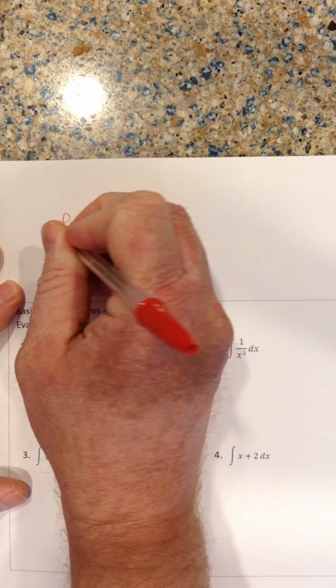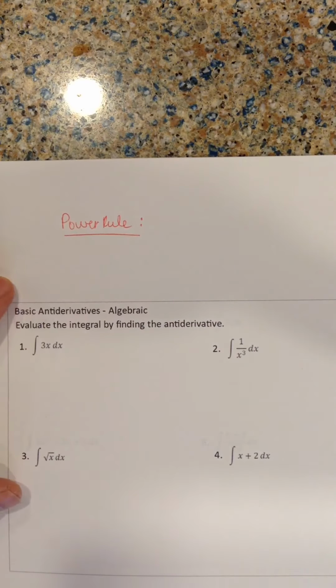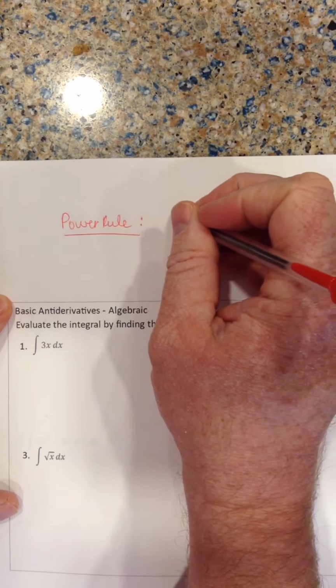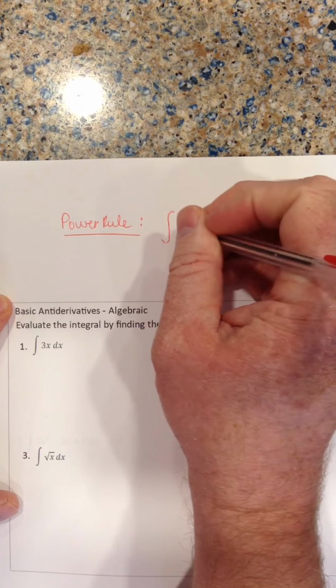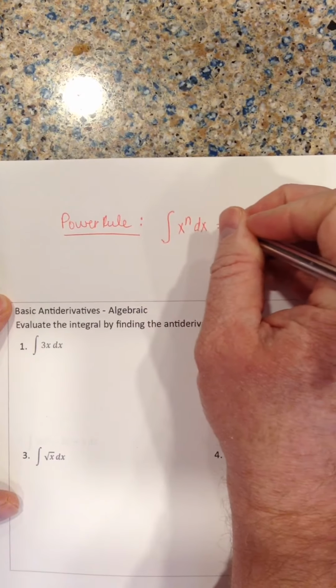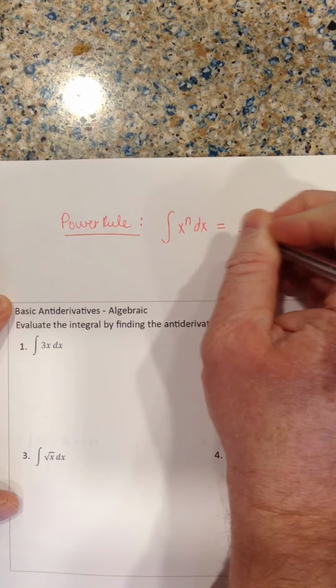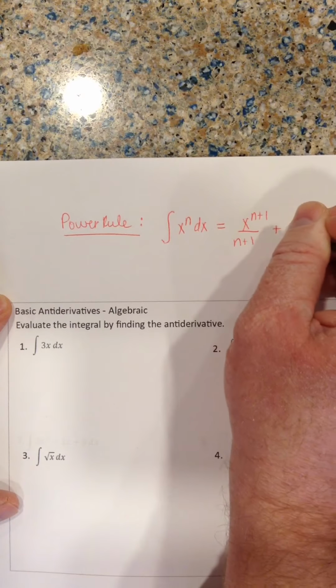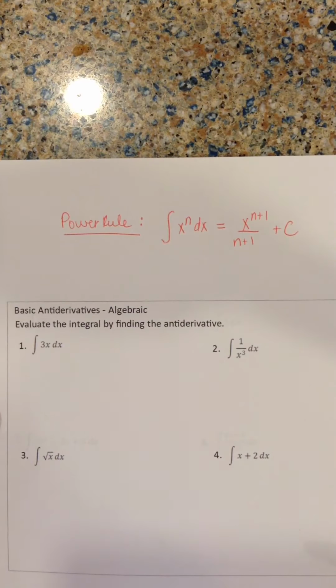Okay, and the power rule states that if you take an antiderivative of x to the n, an algebraic function, it's x to the n plus 1 divided by n plus 1, plus the constant of integration c. So that's the rule we're going to use.